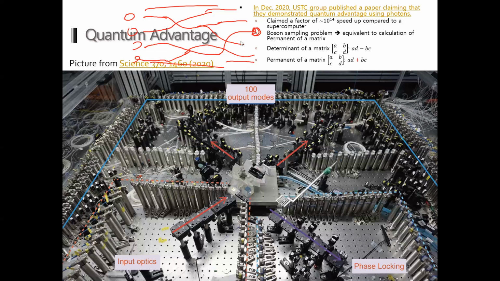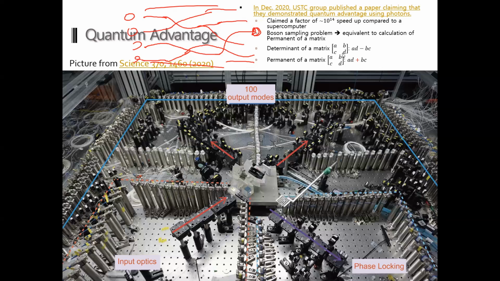And then predicting the result of this output actually corresponds to the calculation of the permanent of a matrix. I assume that many of you are not familiar with the concept of the permanent of a matrix. But you know what the determinant of a matrix means.